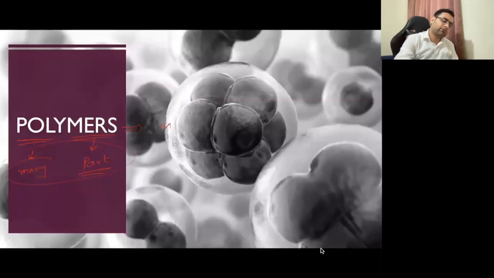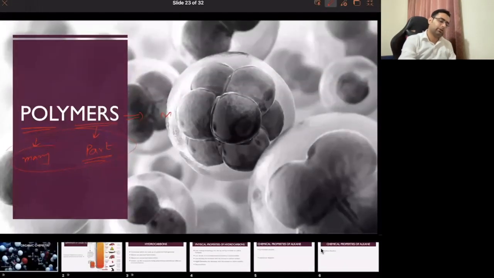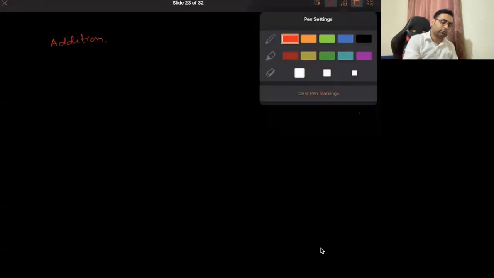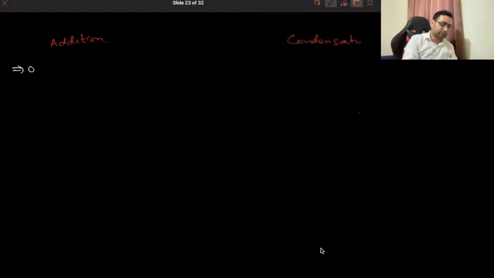So how are polymers formed? There are two different types of polymer. Number one is addition polymer, and second is condensation polymer. Keep in mind, in addition polymer, only one type of monomer reacts. There is only one type of molecule that reacts, and the monomer must have a double bond, because it's the trickiest part of this organic chemistry.